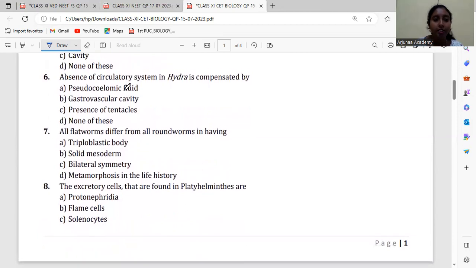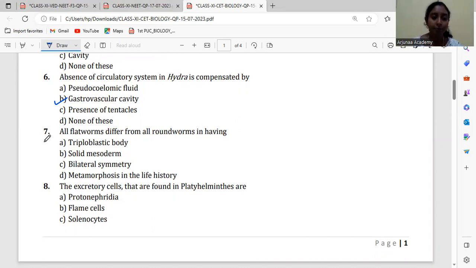Then sixth question, the absence of a circulatory system in hydra is compensated by. Here mainly a circulatory system is required for the transport of oxygen, and that is actually done by the gastrovascular cavity in case of hydra. That means in all the cnidarians.